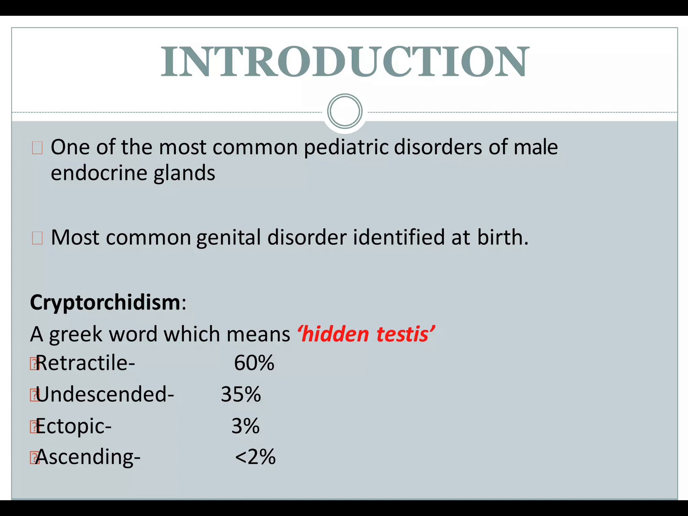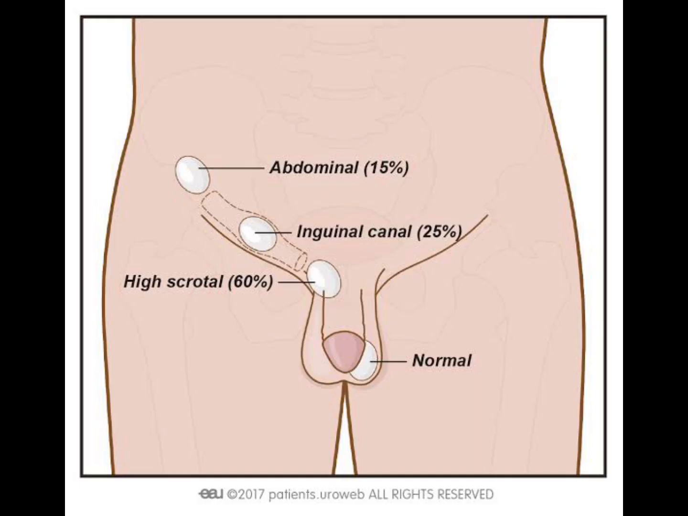So it can be retractile in 65% of cases, it may be undescended in 35% of cases, and it is ectopic, not in the normal pathway of descent, in 3% of cases, and it is ascending in less than 2% of cases. Ascending means the testis which was initially in the scrotum but later on ascended again, which is also called acquired UDT. And now coming to the causes of these UDT and the various prevalence.